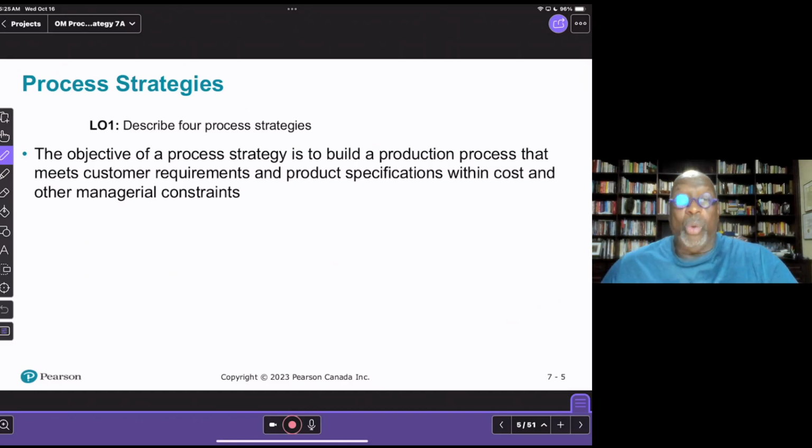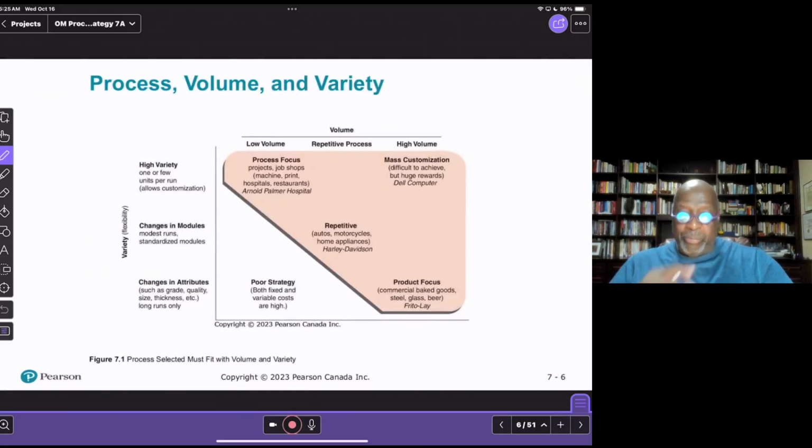The other thing too is you may not want to produce more than you need because then inventory will cost you money. And you don't want to have a situation where you have excess inventory because excess inventory sometimes could mean obsolescence and just money tied up in a physical good that only gives you a return when you sell it. Okay. So let's look at the relationship between process, volume, and variety.